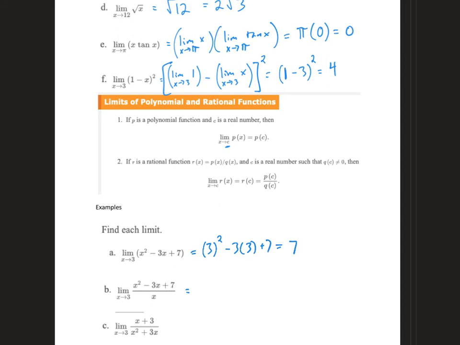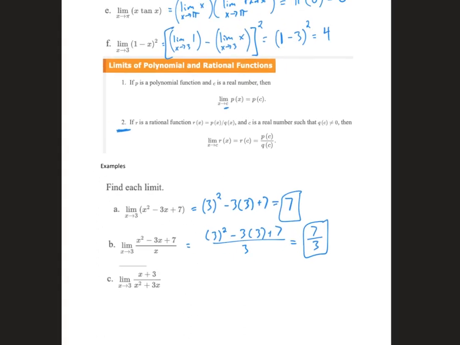Part B, we get to try out the number 2, the rational function rule. So the limit of x squared minus 3x plus 7 over x as x approaches 3. If I plug in a 3, this function's not undefined, so that's fine. So I'm just going to evaluate it at 3 everywhere. 3 squared minus 3 times 3 plus 7 on my numerator, divided by 3 in my denominator. Well, we already know that the numerator is 7 from part A. 7 divided by 3, we'll just leave it as 7/3.